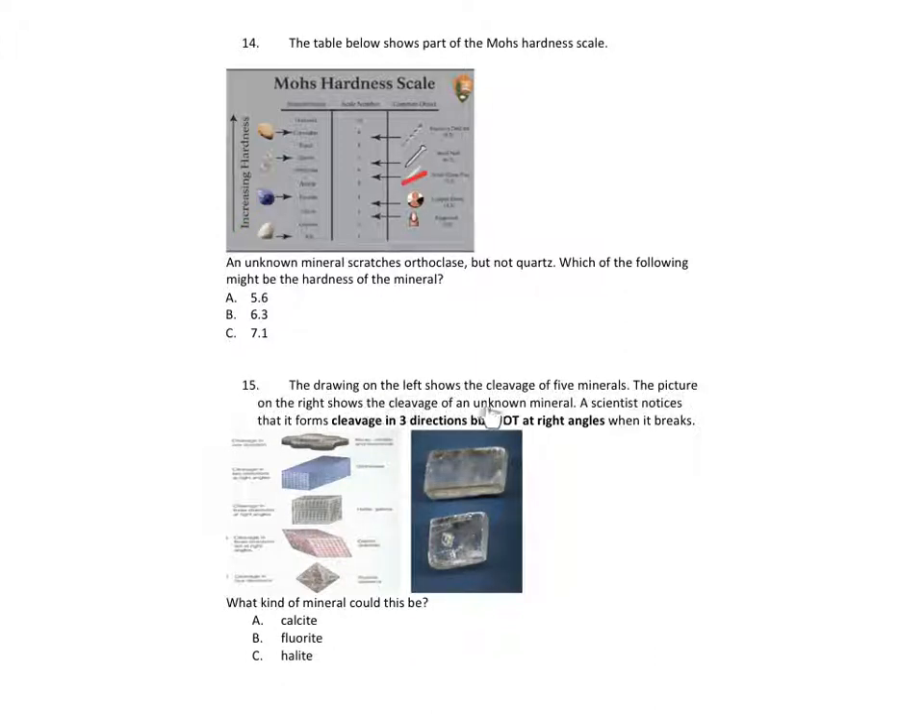Number 15. The drawing on the left shows the cleavage of 5 minerals. The picture on the right shows the cleavage of an unknown mineral. A scientist notices that it forms cleavage in 3 directions, but not at right angles when it breaks. What kind of mineral could this be? A. Calcite. B. Fluorite. C. Halite.